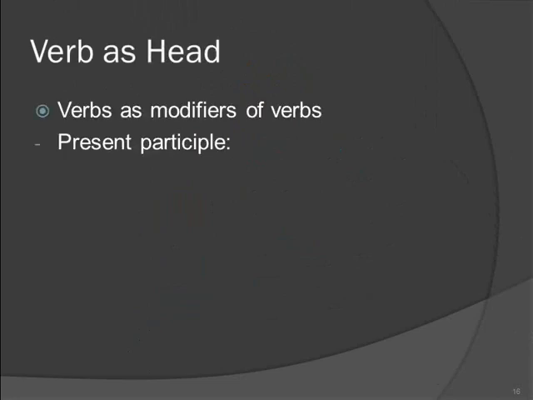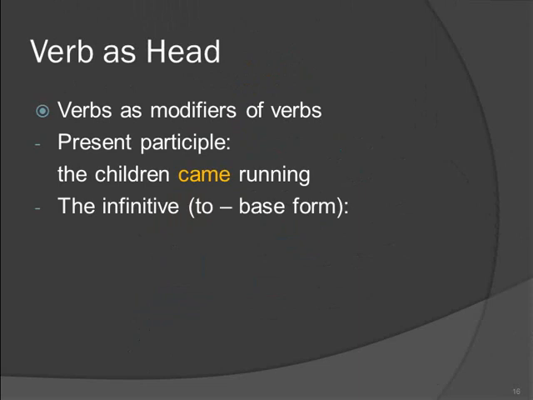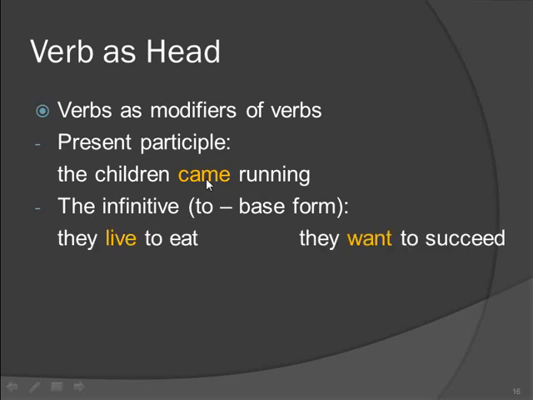Okay. Next, still verb. So now verb can also be modified by other verbs. Jadi verb bisa dimodifikasi oleh verb yang lain. Dan modifiernya yang pertama harus berupa verb ing ya. The children came running. So the first verb is the head and the second verb is the modifier. Or it can be an infinitive or base form, like they live to eat. So to eat here is the modifier.